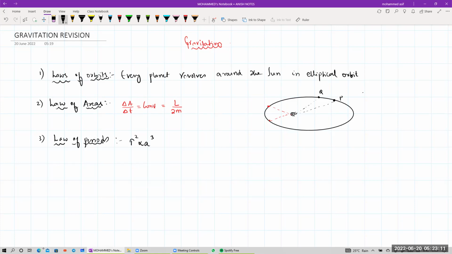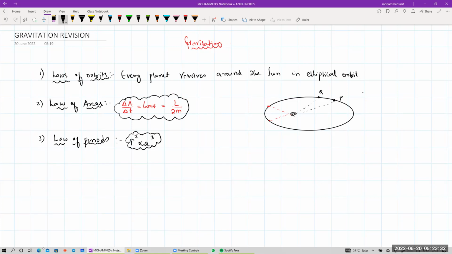We will get a lot of problems based on this one. But Kepler's second law is that the rate of change of area always remains constant, and that value is equal to L by 2m. Whereas Kepler's third law is known as what? The law of periods, which says that the square of the time period is directly proportional to the cube of the semi-major axis.